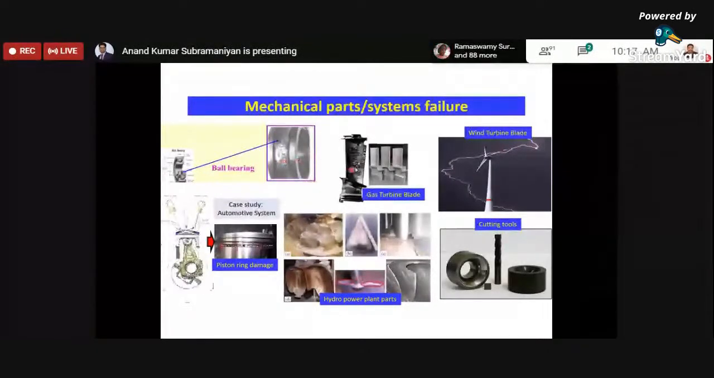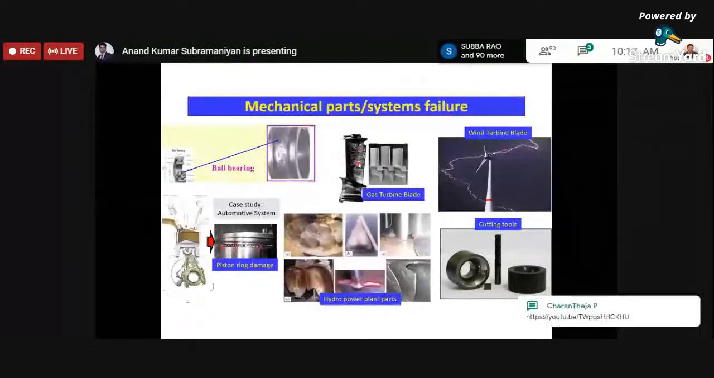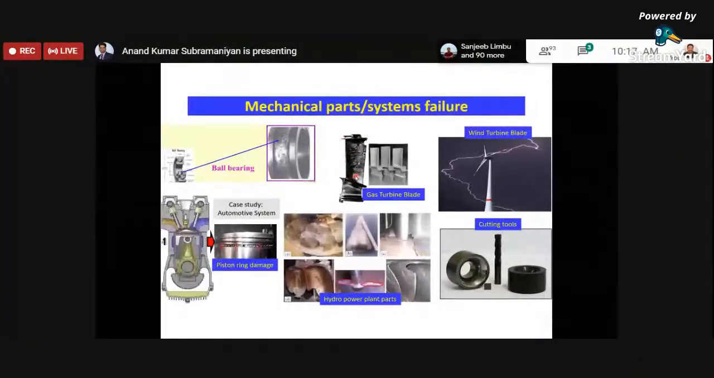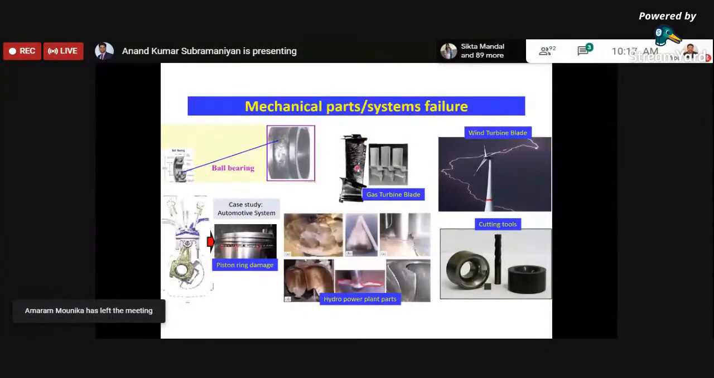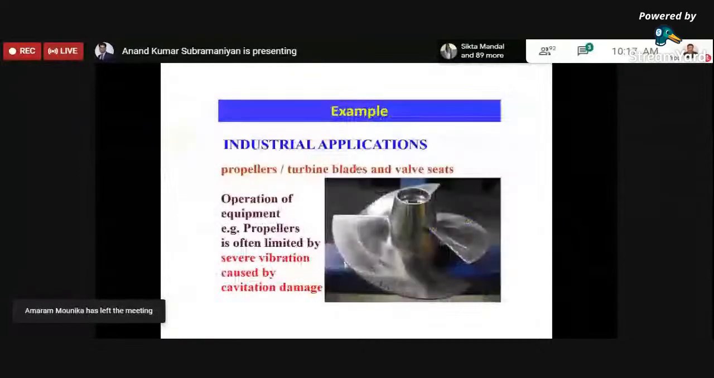And this is another example of a gas turbine blade, where this is the initial condition before it is deployed into the system. Since this gas turbine engine is going to operate at very high temperature, we can expect there could be hot corrosion or hot oxidation, because of which material loss or surface damage can happen.